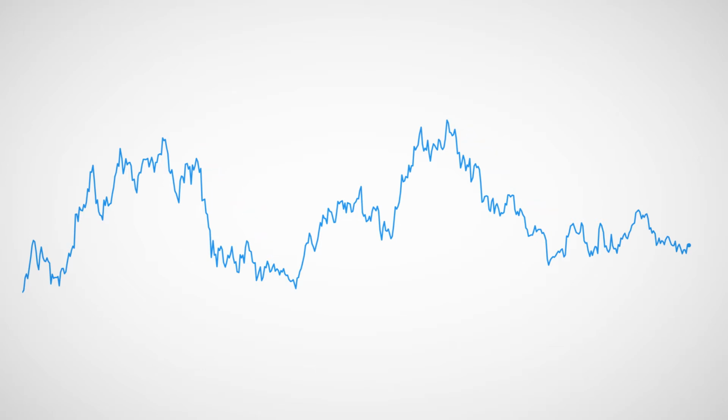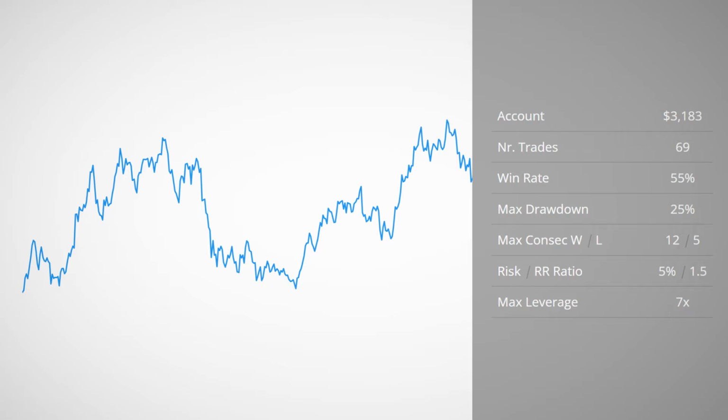So in my backtesting session, this strategy made 69 trades, and it also made quite some profit. I was using a 5% risk with each trade, so if my stop loss gets hit, I lose 5% of my entire account. And if the price reaches the take profit level, my account goes up by 7.5%. Trading like this, my initial $1,000 account would grow to $3,183. Win rate is at 55%, which is okay, but I wish it was a bit higher.